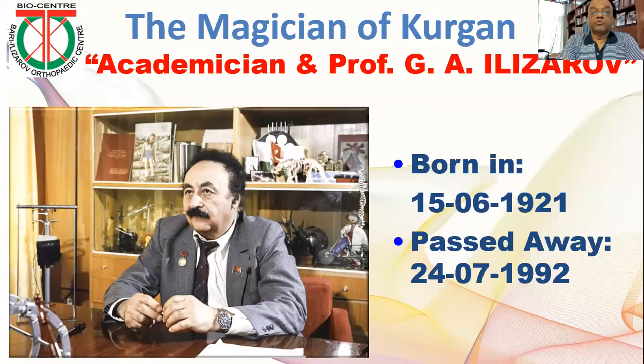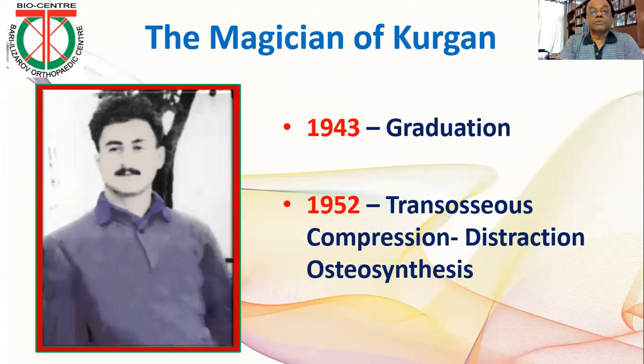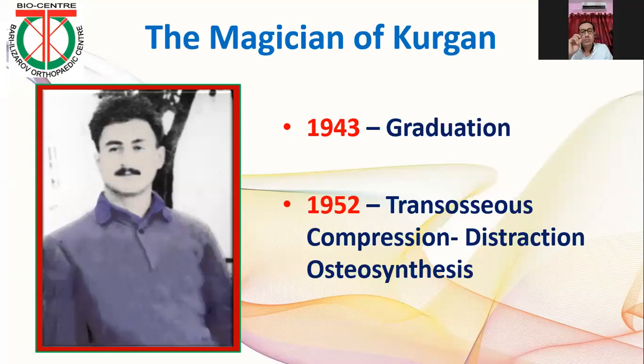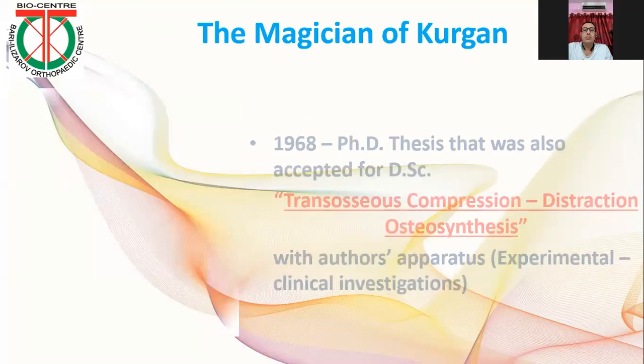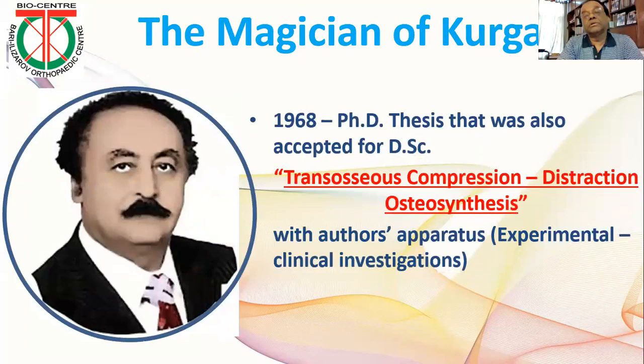And you can see young Ilizarov at graduation, look at the face. He graduated in 1943 and the government sent him to Kurgan in Siberia. He was a self-made orthopedic surgeon. From 1943 to 1952, he developed his own transosseous compression distraction system. In 1968, he did his thesis on the Ilizarov technique, and this thesis was accepted by the scientific committee for his DSc, Doctor of Science, in the same meeting.